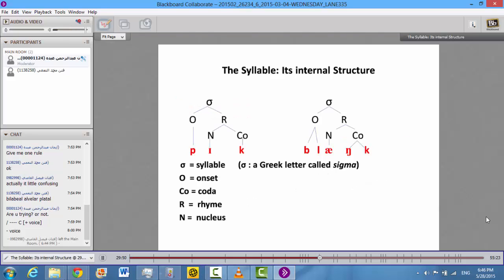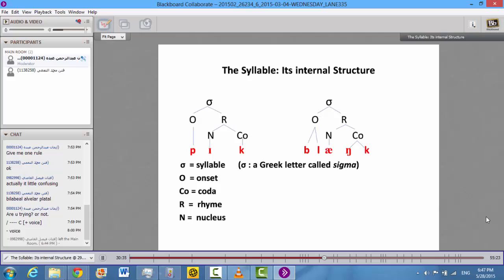Now let's look at the internal structure of the syllable. Any syllable could be divided into onset and rhyme. O stands for onset. At the top here we have this mark that stands for the syllable. It's a Greek letter called sigma. So this symbol stands for the syllable, and a syllable consists of onset, O, and rhyme. R stands for rhyme.